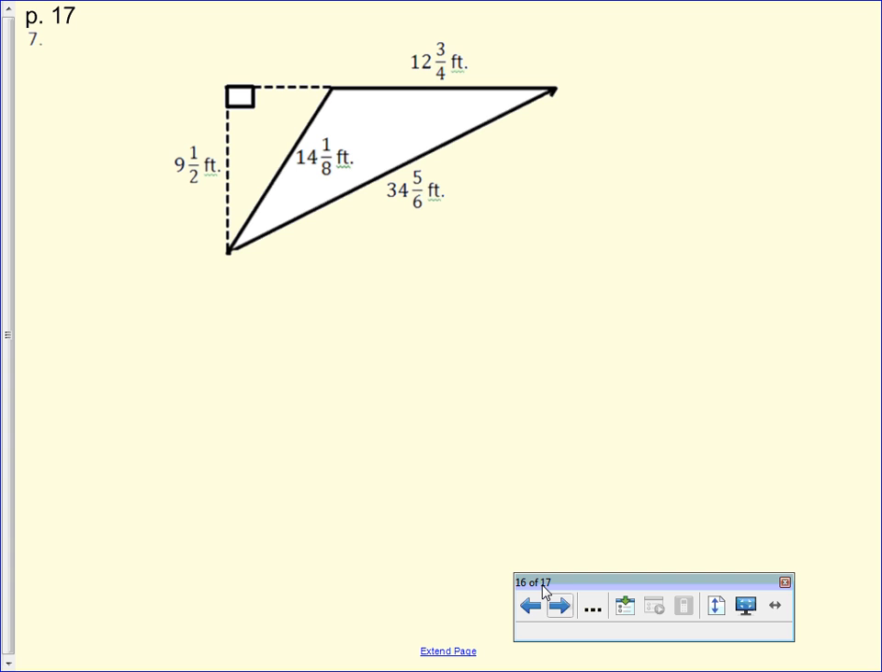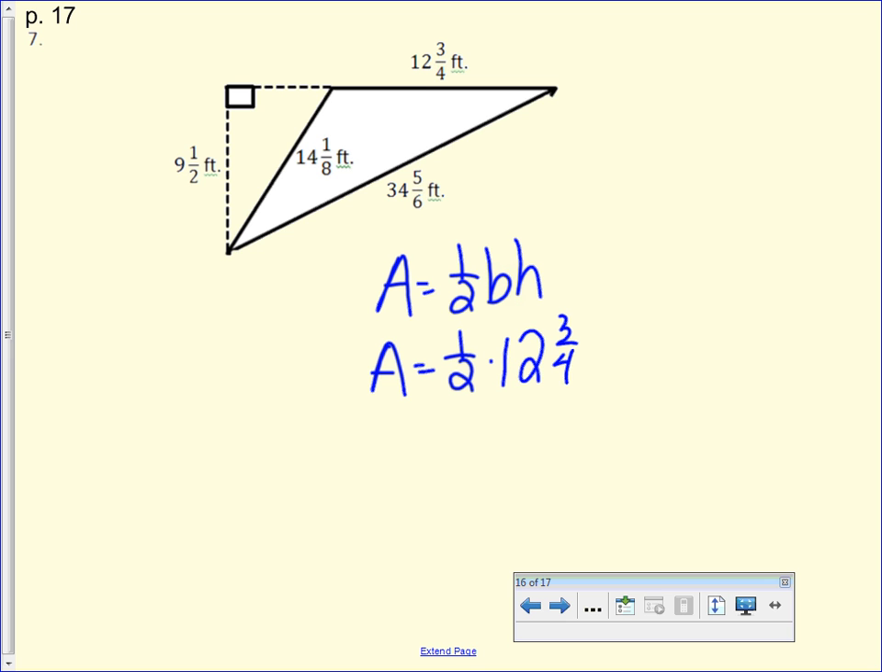All right, let's just write this one out, number 7. Area equals 1/2 base times height. Area equals 1/2. What's the base of this? What's the length of the base? Excellent. What's the height? Ash, what's the height? Excellent.